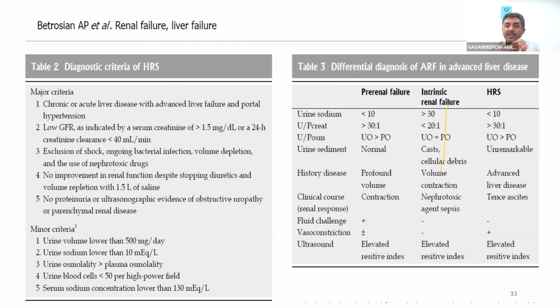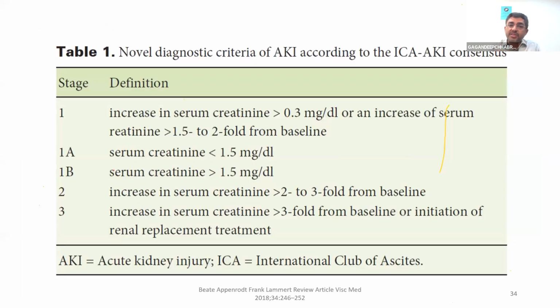So these are the important criteria and the clinical criteria to differentiate between the various causes of renal dysfunction in patients of liver disease. Taking further, this is the newer definition of acute kidney injury as per the International Club of Ascites. Now this stages into three types of acute kidney injury.